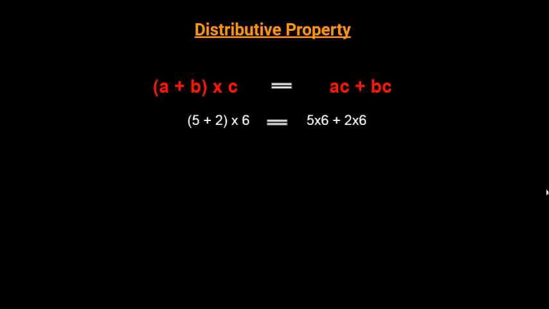For example, here, brackets will be solved first. Therefore, 5 plus 2, resulting in 7, and on the other side, simple multiplication is done. Both sides giving same result of 42.